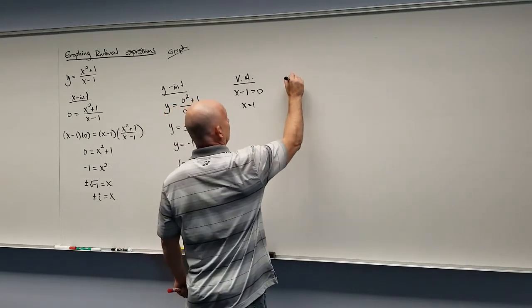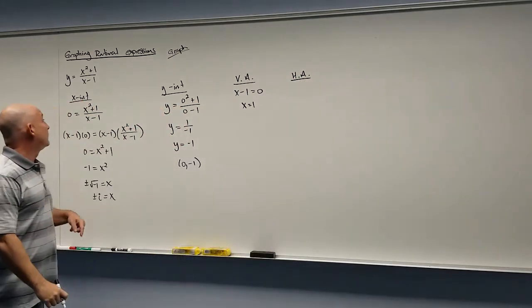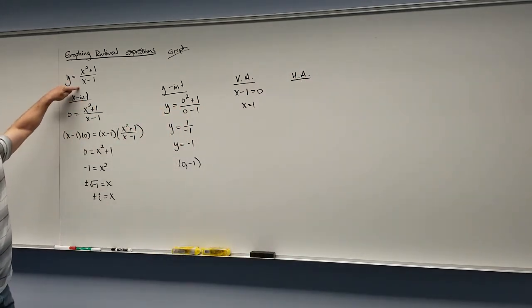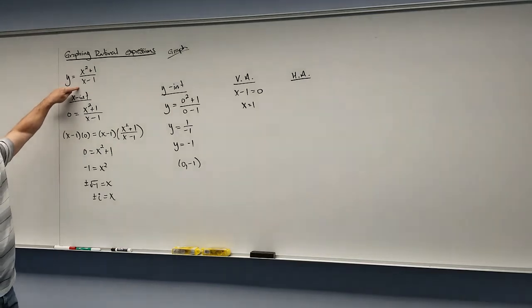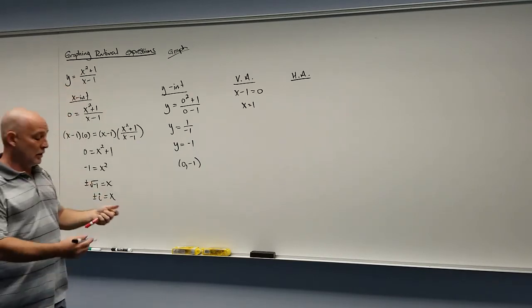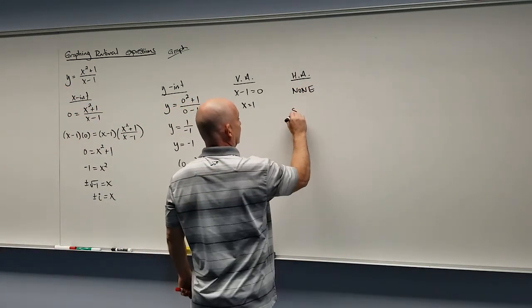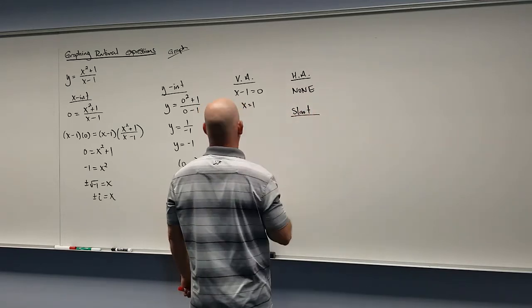For our horizontal asymptote, we have to use our rules. Since the degree of the top is bigger than the degree of the bottom, there is no horizontal asymptote. However, the degree of the top is bigger than the bottom by 1. So here, this is actually no horizontal asymptote, but we do have a slant asymptote.